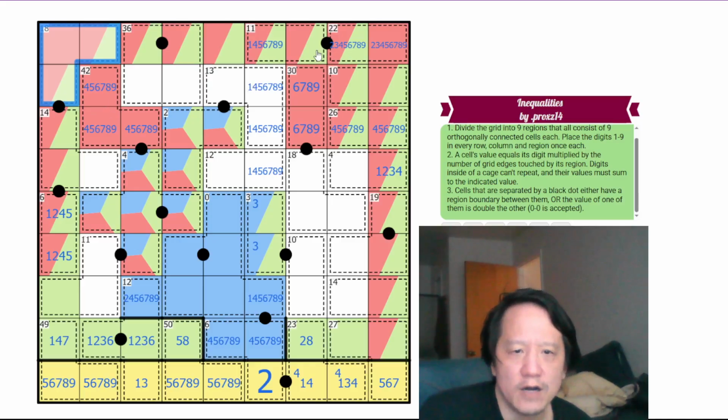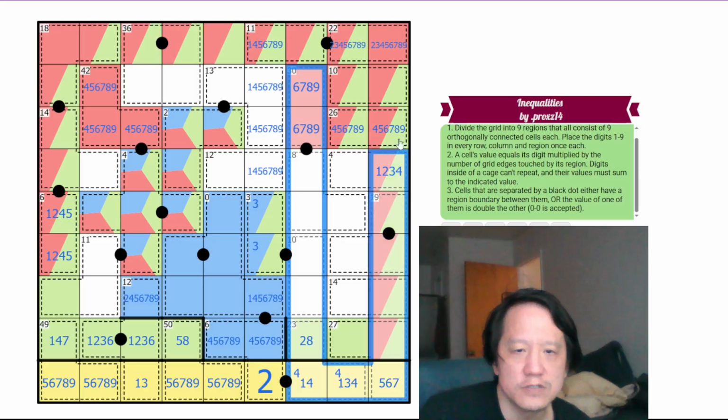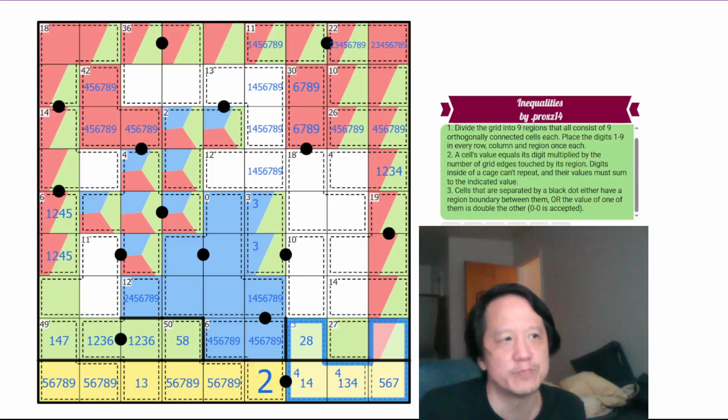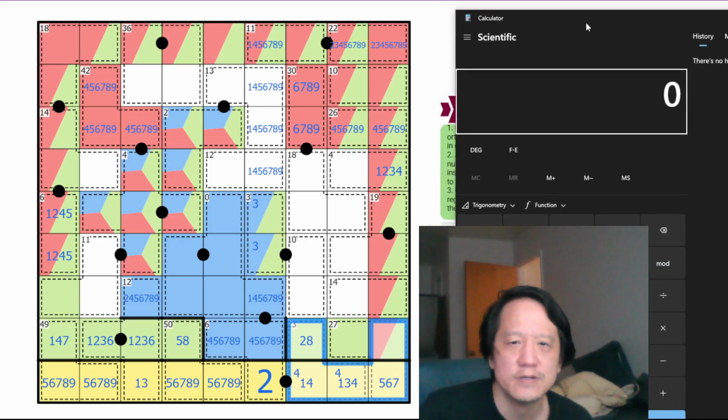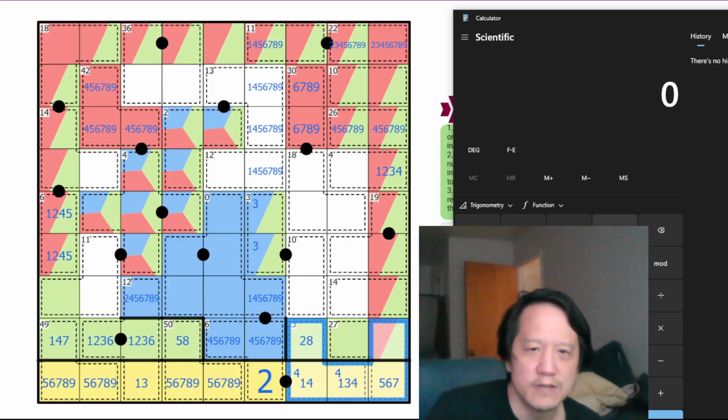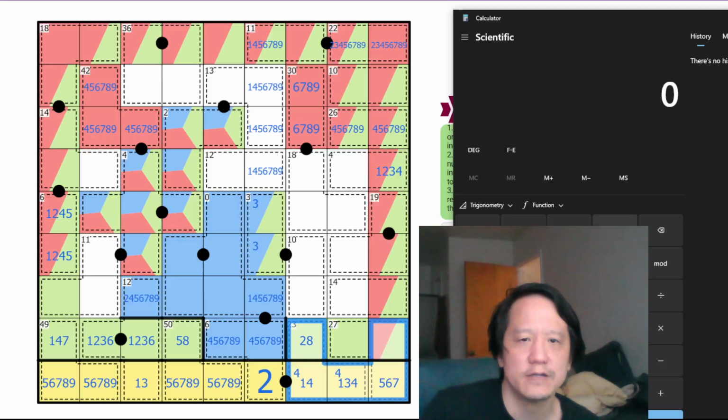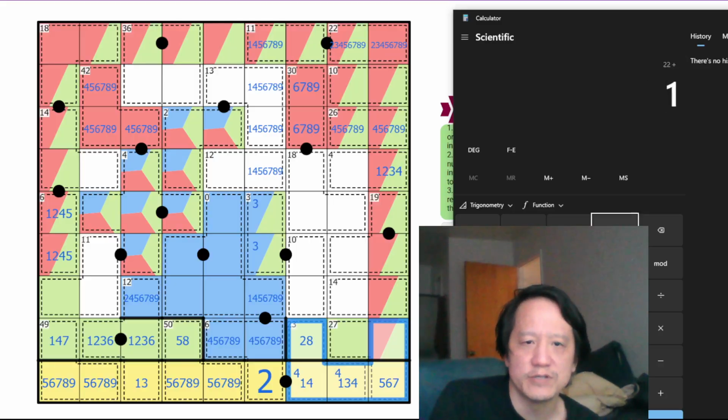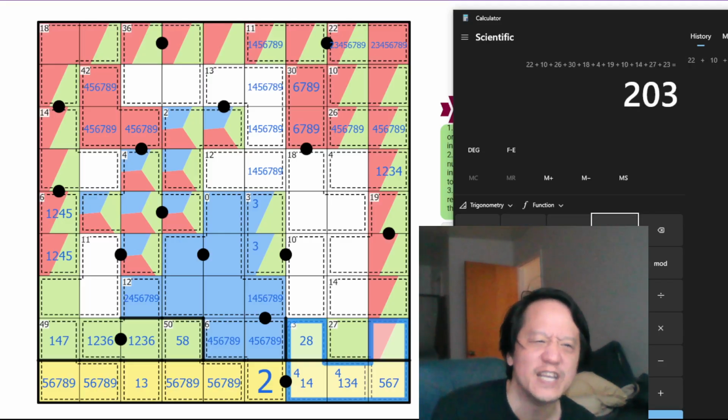We do have all of these digits summed up. And then we could add one more there. Maybe that's what we should focus on. I need a calculator. This is just way too much possibility for messing things up. Okay. Let's add columns 7 through 9 up then. 22 plus 10 plus 26 plus 30 plus 18 plus 4 plus 19 plus 10 plus 14 plus 27 plus 23 is 203.